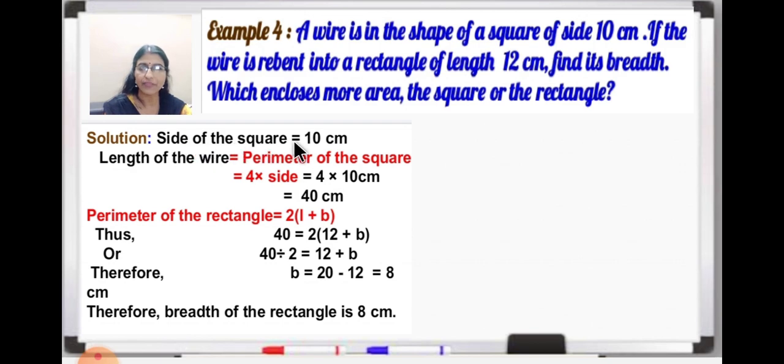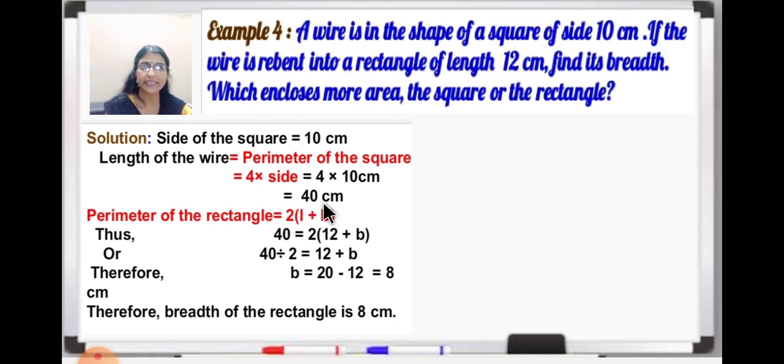First we'll write side of the square, which is equal to 10 cm, and length of the wire is equal to perimeter of the square. Now you know the formula for perimeter of square, that is equal to 4 into side, and we know side is 10 cm, so 4 into 10. So 4 into 10 will be 40 cm. So that means the length of the wire is also equal to 40 cm.